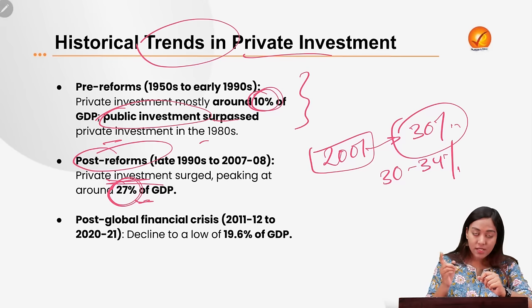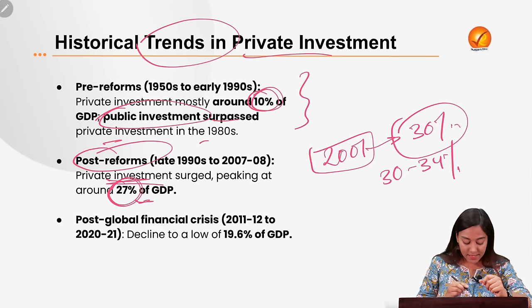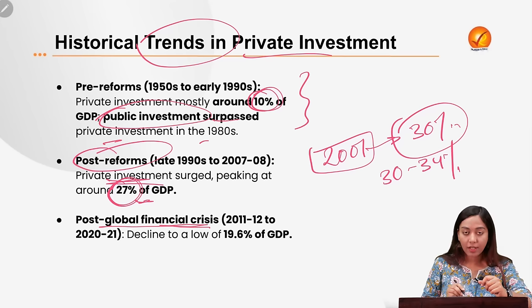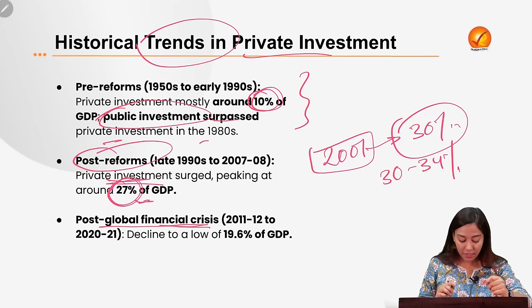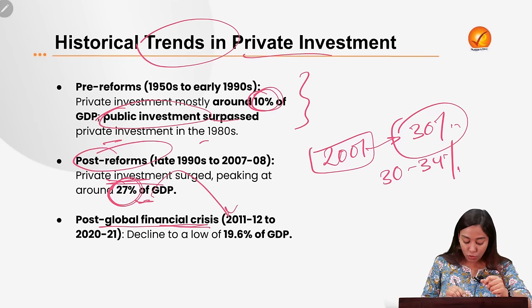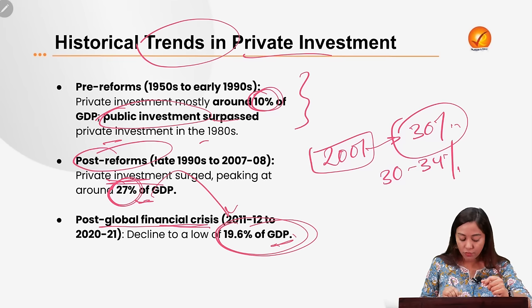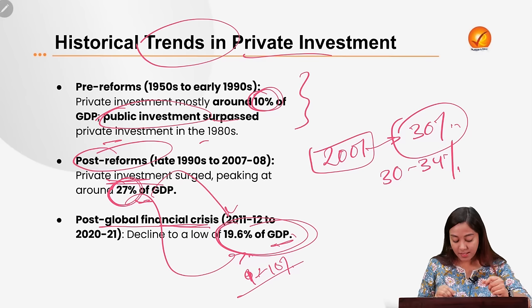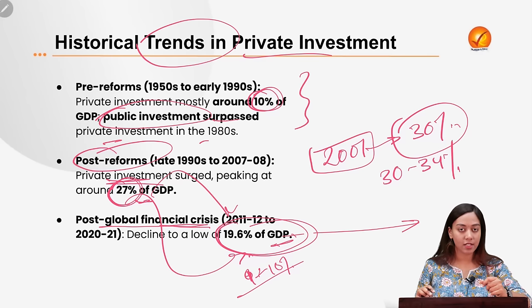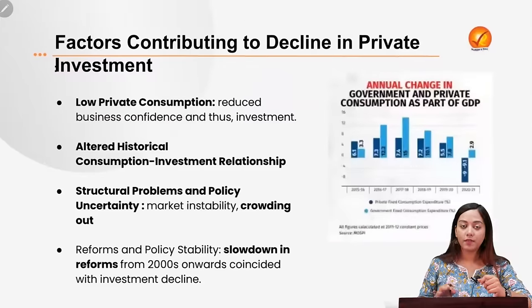So what is surprising though is that the post-global financial recovery is also pretty low. So even today in India, we see that it has declined to a low of less than 20% of the GDP, which is, as you can see, a fall down of up to 9 to 10% of what we used to have a decade ago. And this is continuously declining ever since the last 10 years. This is the trend observed in the private investment.